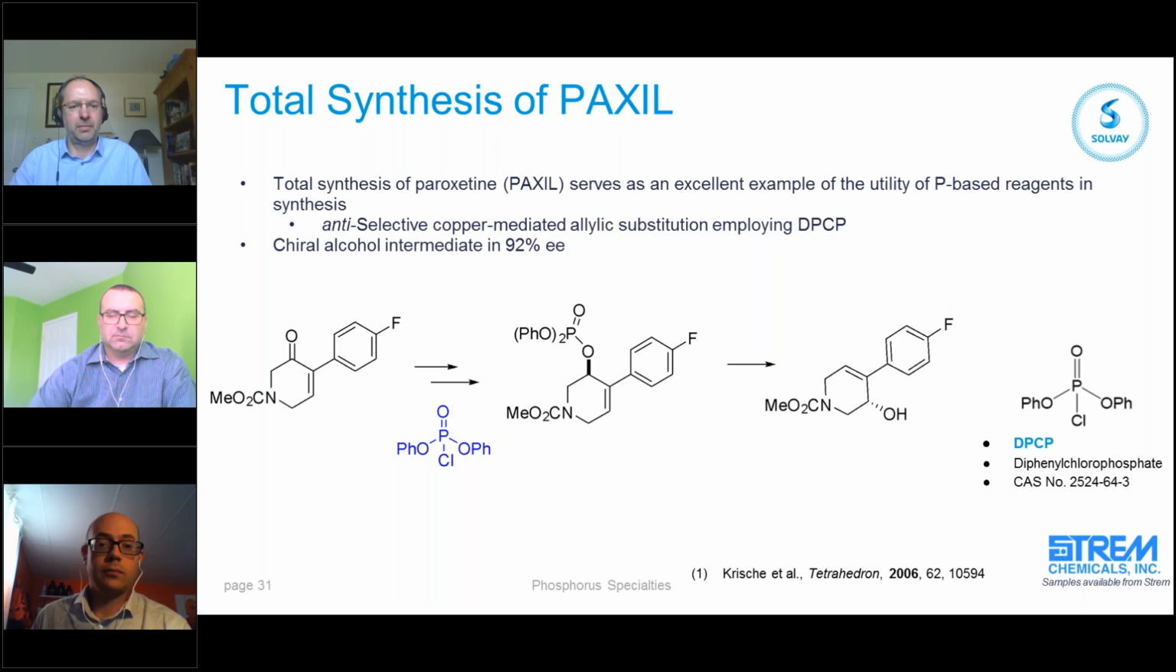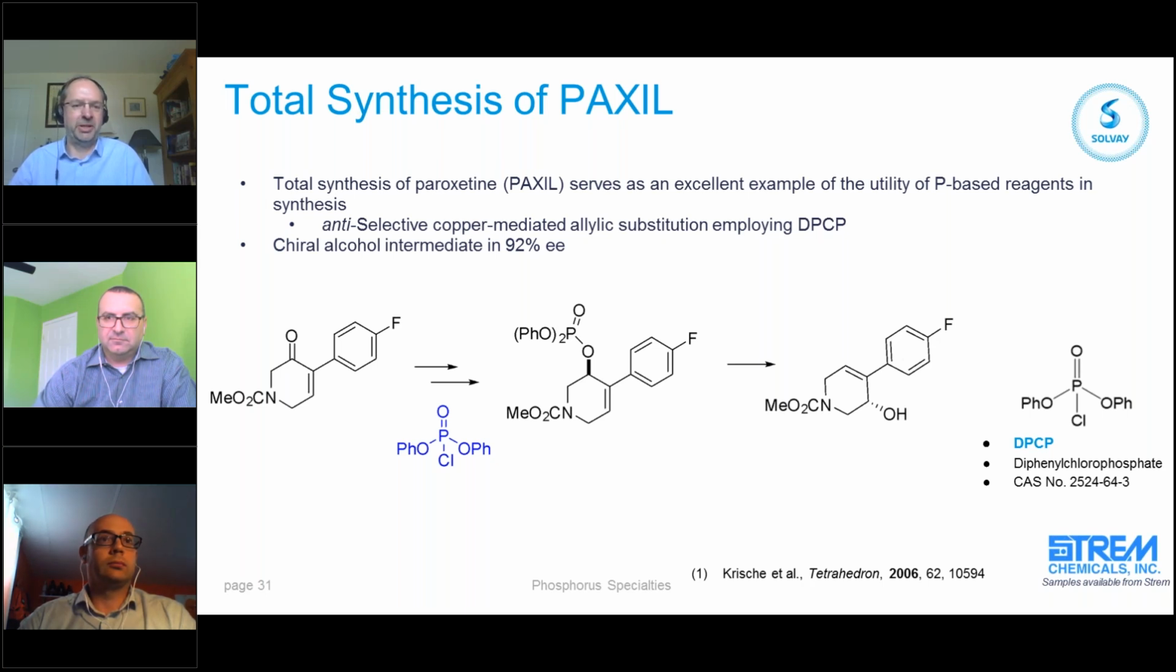Next slide. So in this slide, I show our first example of non-catalytic use of phosphorus-based reagents. So here we have a phosphorylation with DPCP, which is catalyzed by DMAP, and this enables the anti-selective copper-mediated allylic substitution using the chlorosilane, and the silane can then be oxidized to the allylic alcohol as shown.